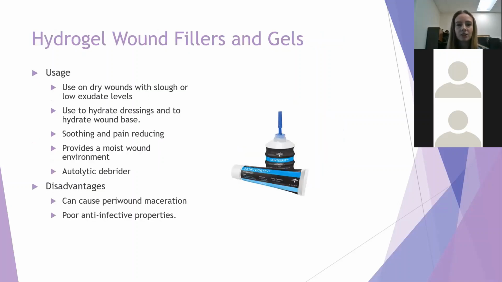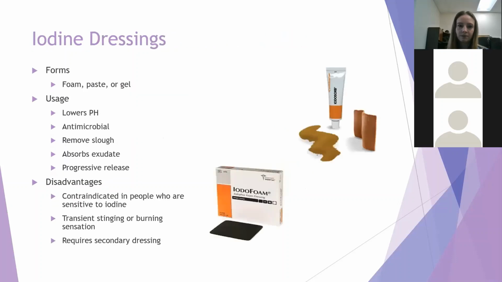Hydrogel wound fillers and gels are used on dry wounds with slough and low exudate levels, to hydrate dressings and to hydrate the wound base. They can soothe and reduce pain. They provide a moist wound environment and encourage autolytic debridement. The disadvantages are they can cause wound maceration, and they have poor anti-infective properties. You don't want to use those when you're trying to keep a wound free from infection.